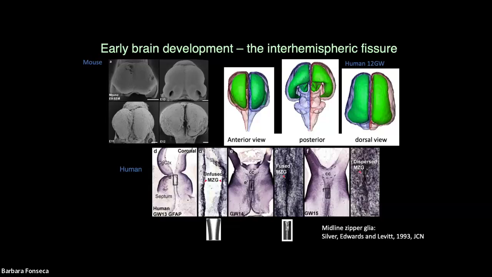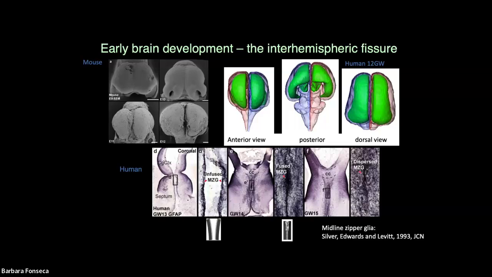So here we know that this also occurs in people. This is a developing human brain at either, what is that, 13, 14, or 15 weeks gestation. So 3 different brains here. And I have stained these sections. So these are sections this way, coronal sections. I've stained them for the glia. So these black sort of cells here are the glia. Now, these specialized glia are called midline zipper glia because they literally zipper up the midline.